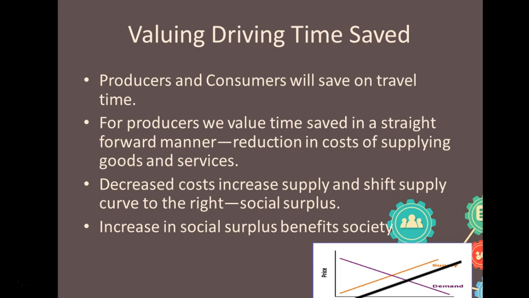Okay, so that's easy on the production side. And the consumers obviously have more products, so the price decreases. That makes society better off as a whole when we reduce travel time. The more efficient something is, the closer we arrive to our equilibrium.